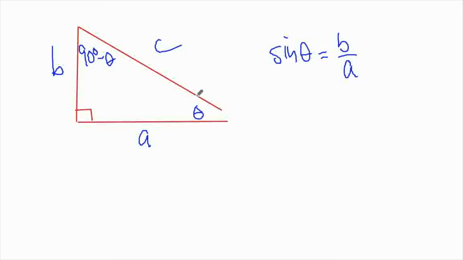That's not the hypotenuse. And then the cosine would be the one that was next to it, but that wasn't the hypotenuse. And whoops, let me fix my sign. It's b divided by the hypotenuse.